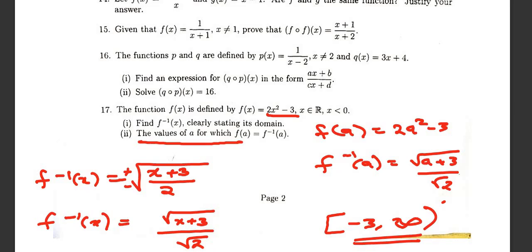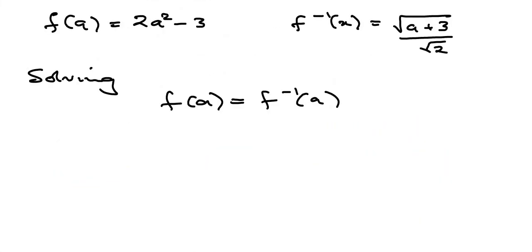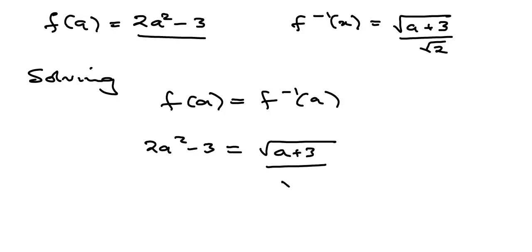So here they want us to get the values of a for which the original function at a is equal to f inverse at a. So we'll simply solve them by equating them. So we'll put 2a squared minus 3. This is an a here. We're just getting this expression and putting it there. Then equate it to the root of a plus 3, then over the root of 2.